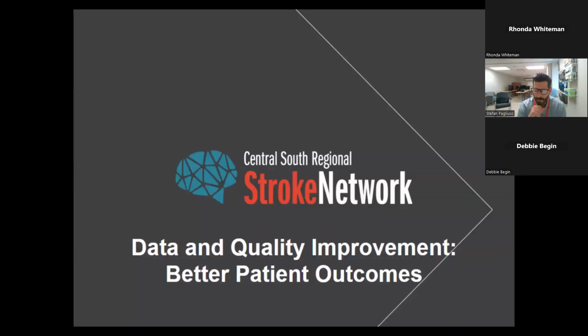And the last part I'll review here, and then again open it up to questions, is really focusing on how data is used as the basis of quality improvement throughout the Central South region and for all of our stroke hospital organizations. Our goal as a region is to always and continually improve stroke care through the Central South region. So this is extremely important to our work. All of this leads to improved patient outcomes for patients with stroke in Central South Ontario.